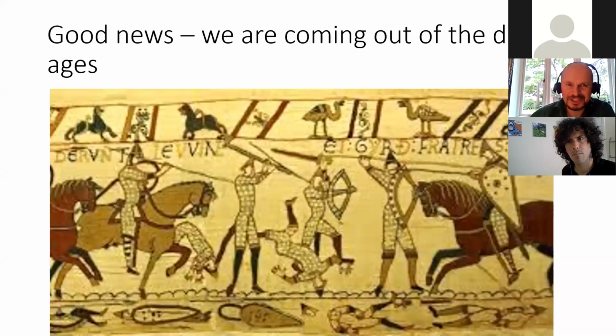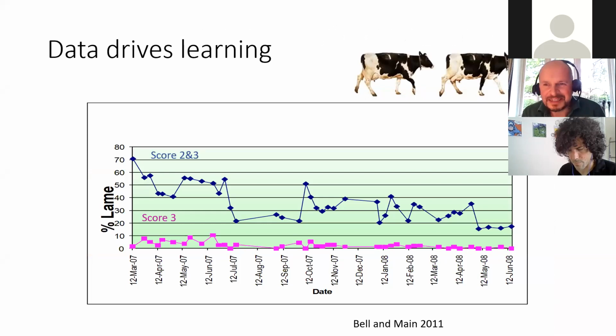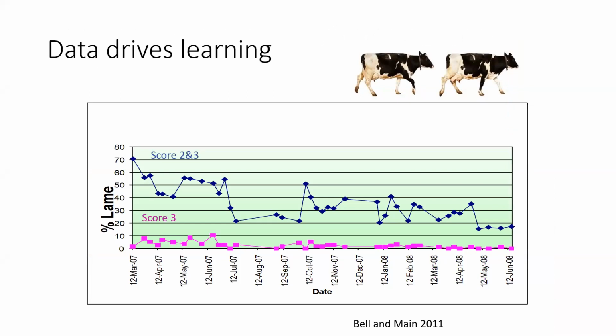The analogy I would make is that we are coming out of the Dark Ages. The Dark Ages are fascinating. It's that period of our history in between the Romans and the Renaissance, in which there seemed to be a deterioration in a lot of the information that was being gathered. And I really feel that we're coming out of that period in terms of lameness recording. And I mentioned mobility scoring because I think that has probably started the raising of awareness to how data can help manage a foot health problem.